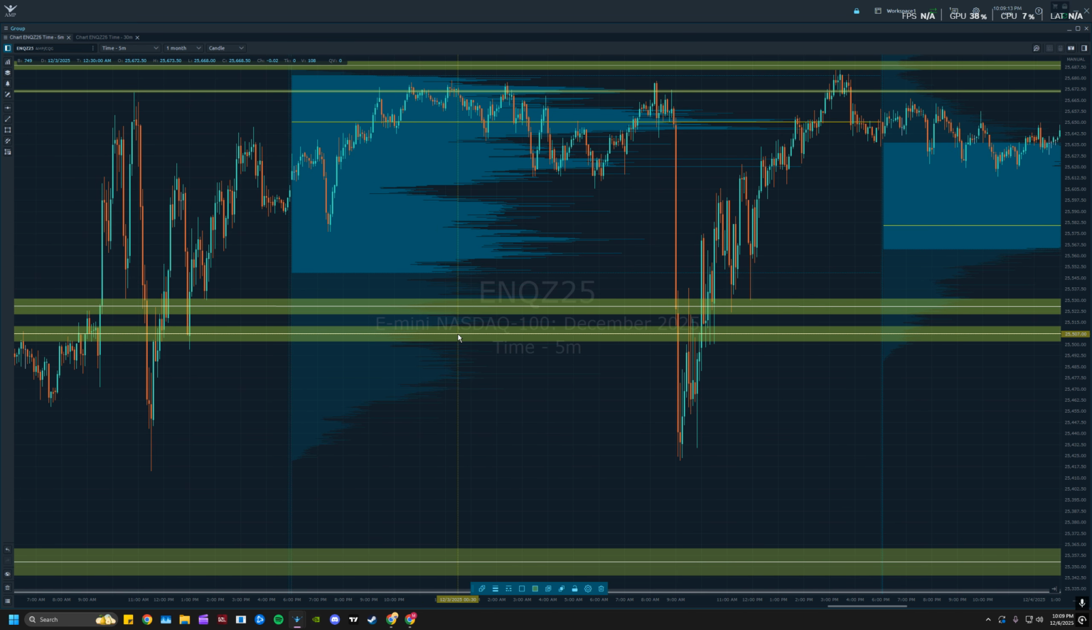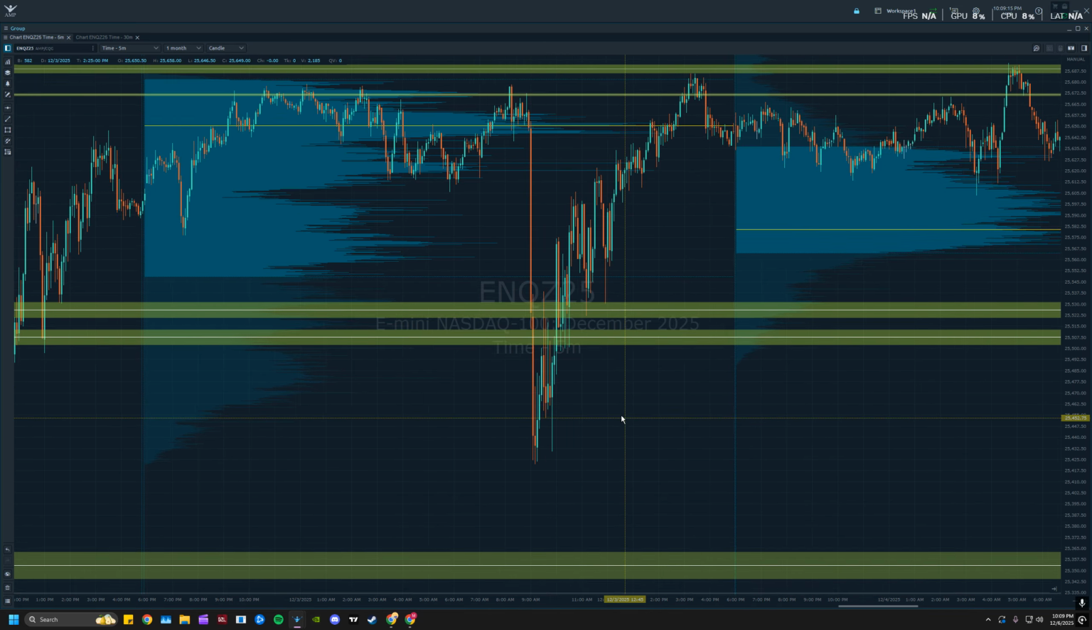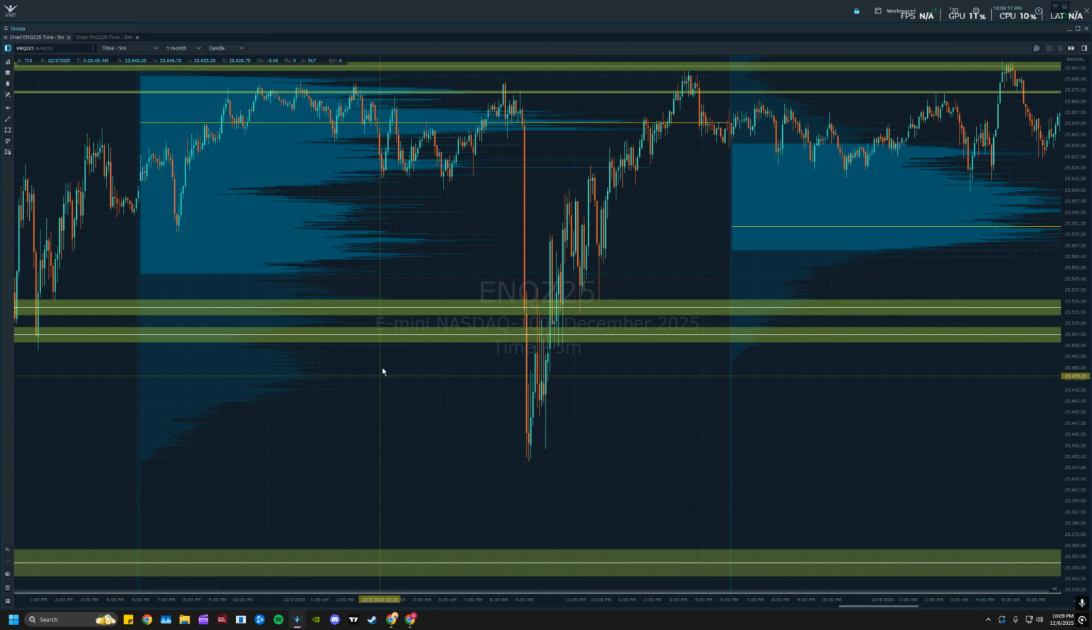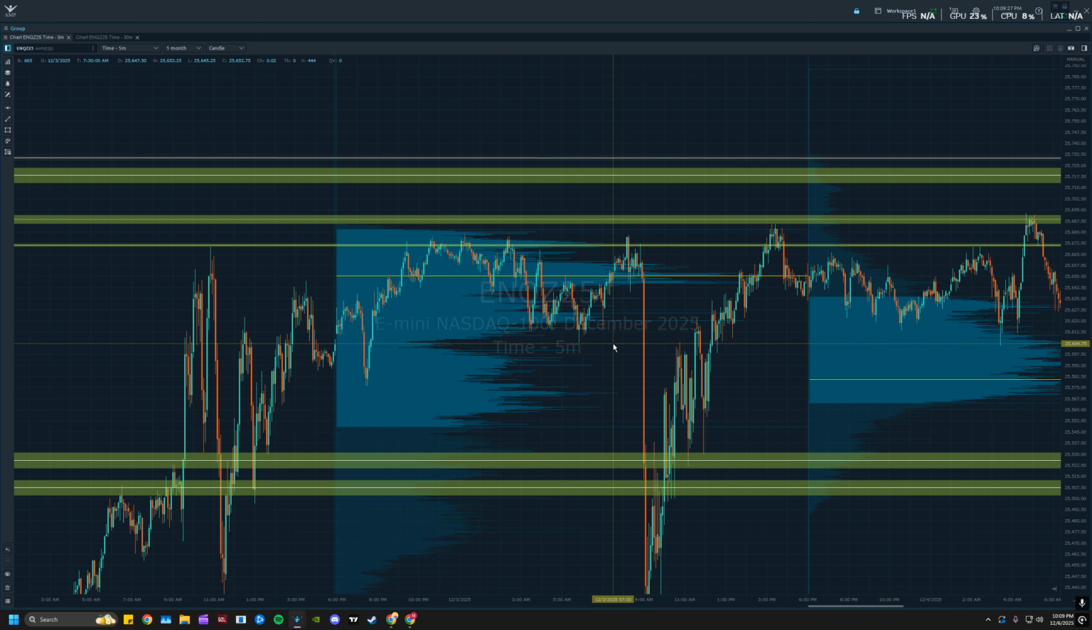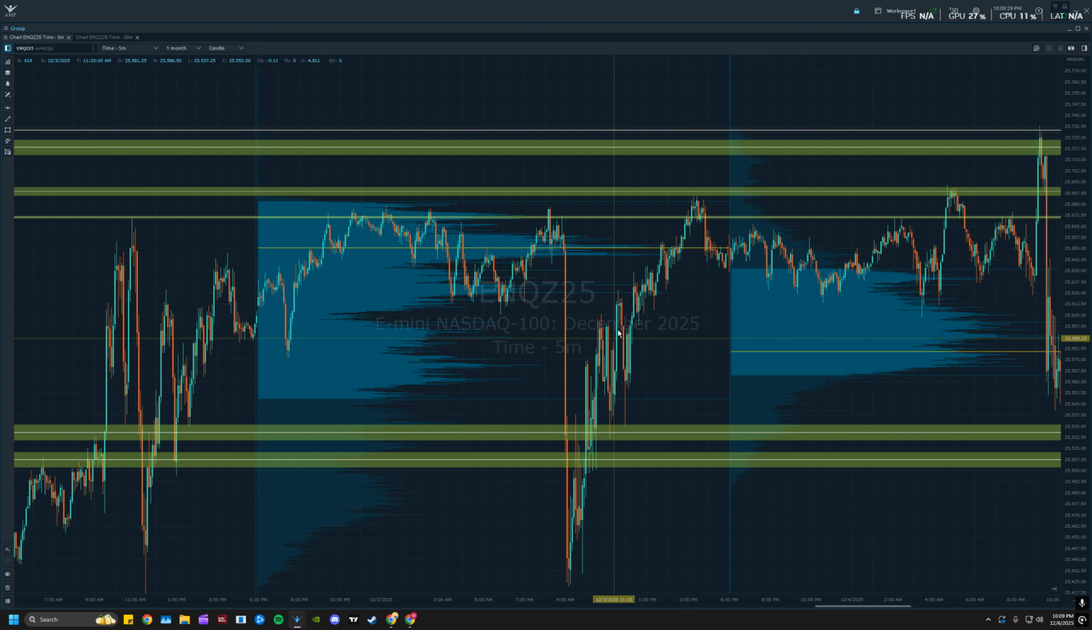I like these two pockets a lot, and pretty much the reason why I like these two is because it's at a value area low. So the shaded part below this is a value area low, and we have the point of control above right here. So in my eyes, this was pretty good. I like this a lot, and this is what you should be doing.